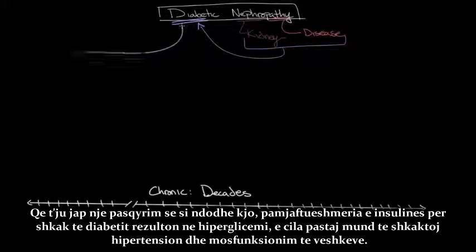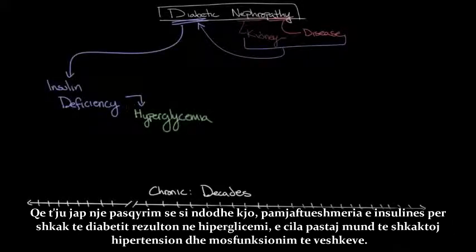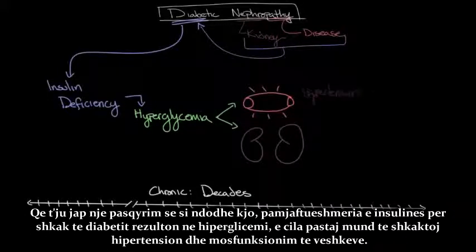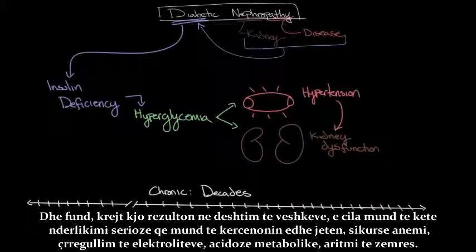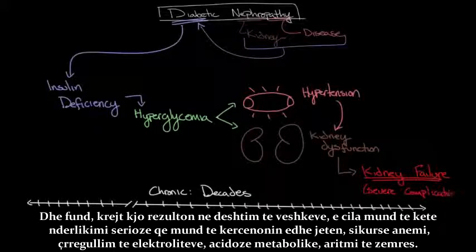And to give you an overview of what happens, an insulin deficiency due to the diabetes results in hyperglycemia, which then causes hypertension and kidney dysfunction. This kidney function is actually then further worsened by the hypertension. And ultimately, all of this results in kidney failure, which can have very severe and potentially even life-threatening complications, such as anemia, electrolyte imbalances, such as metabolic acidosis, and heart arrhythmias.